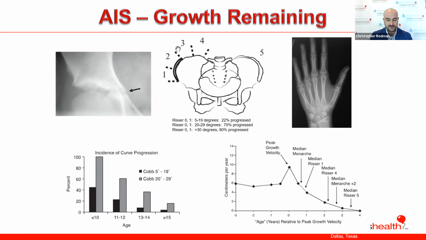If we go simply off chronological age, there's significant variation, but we do know that the older the patient is at the diagnosis, the less likely the curve will progress, as shown in the bottom left corner of the graph here. So the older the patient is, the less likely that they will progress because they have less time of growth remaining.